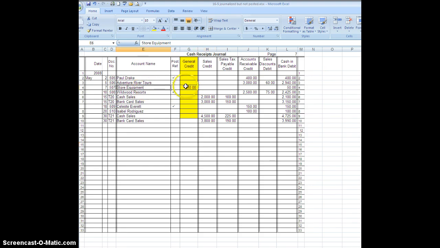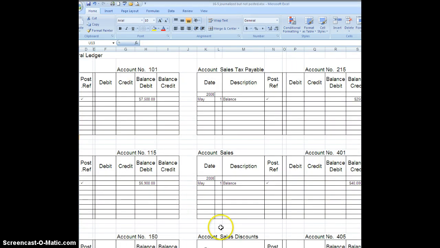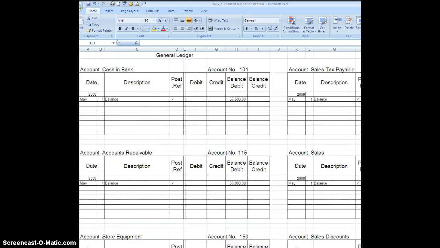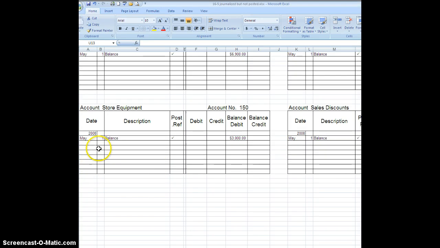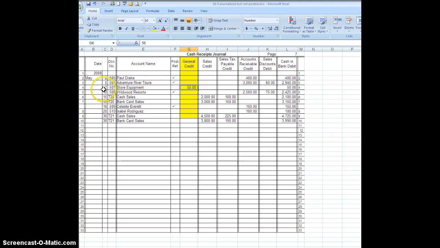So what we're going to do is post this $50 credit to your store equipment account in the general ledger. So we're going to go to the general ledger, and we're going to look for store equipment. Okay, there is a previous balance in there, and the date is the 7th.